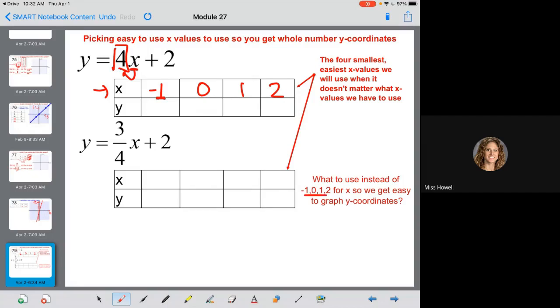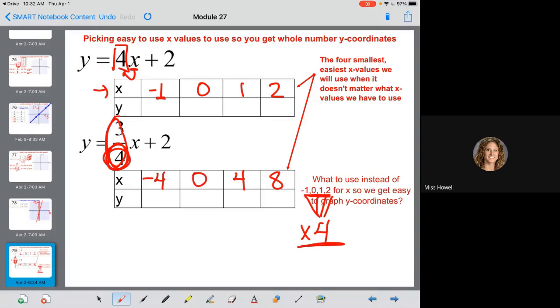Now over here, instead of -1, 0, 1, and 2, we have to multiply by something because this number here is a fraction. And the number we multiply by is the denominator. So -1 times 4 will give us -4. 0 times 4 here, 1 times 4, 2 times 4, right? That way we don't end up with points that are really tricky and hard to graph along the way.